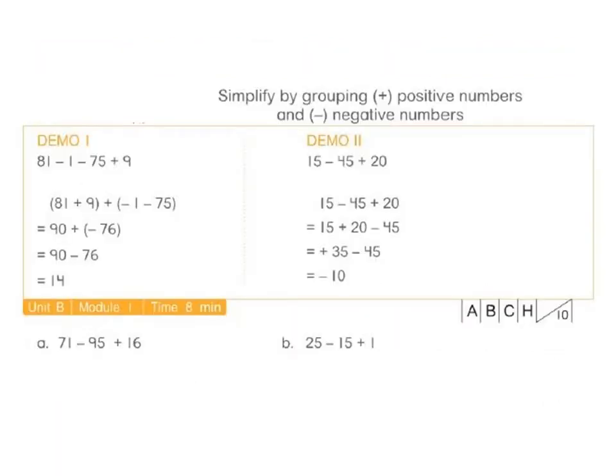So, here we have 2 demos. The question says simplify by grouping the positive numbers and negative numbers. If you look at the demos properly, they are rearranging the equation such that the positive integers are on one side and the negative integers are on the other side. Then they are calculating the positive integers separately and the negative integers separately. Then they are finally doing the calculation and finding out the answer.